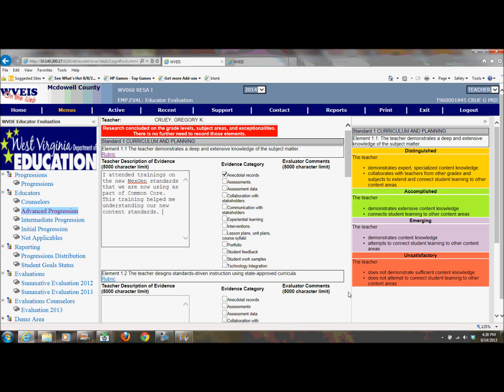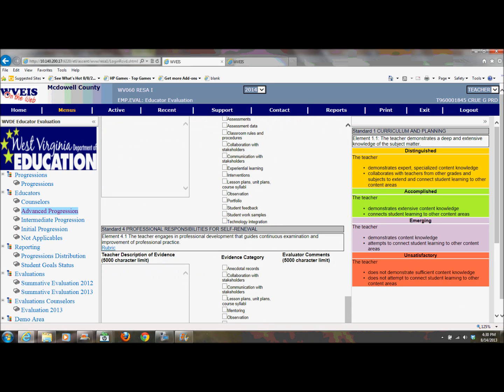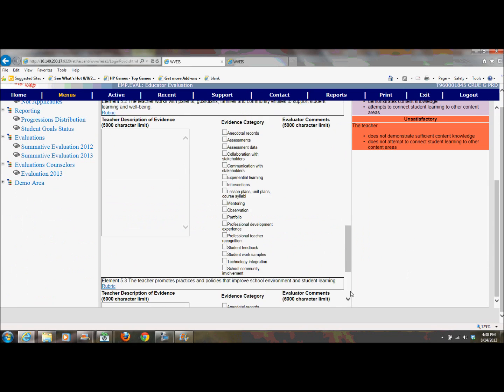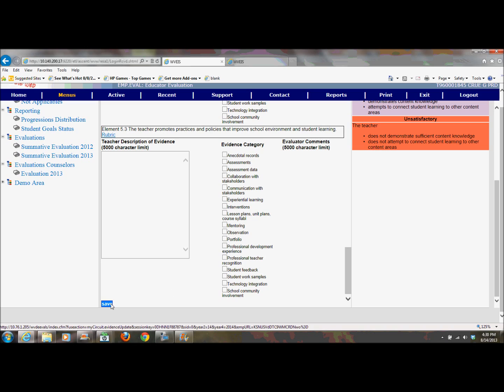Last thing, always remember, go down to the bottom. There are 3 of these little scroll bars. You have to get all the way to the bottom and click Save, because until you save your work, you haven't done anything. And if you leave the page without saving your work, nothing happens.